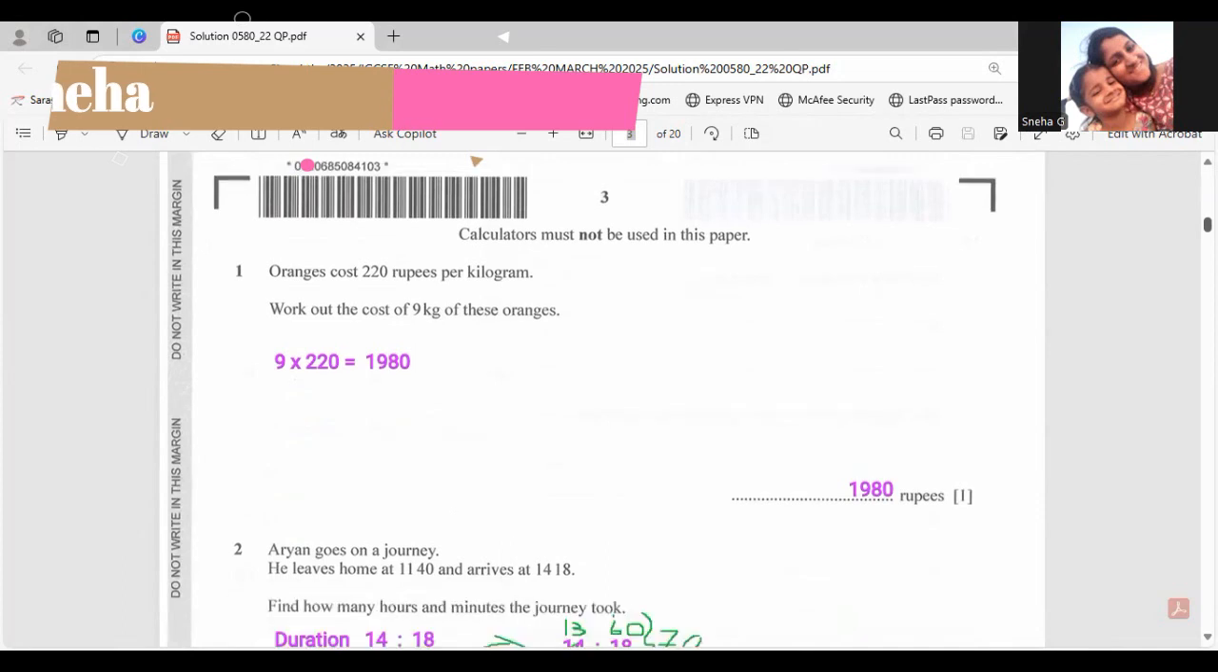This is question number 1. Oranges cost 220 rupees per kilogram. Work out the cost of 9 kilograms of such oranges. So simple unitary method for 220 rupees per kg. So for 9 kg will be 9 multiplied by 220 and we get a number 1980. So the cost of 9 kgs of oranges is going to be 1980.